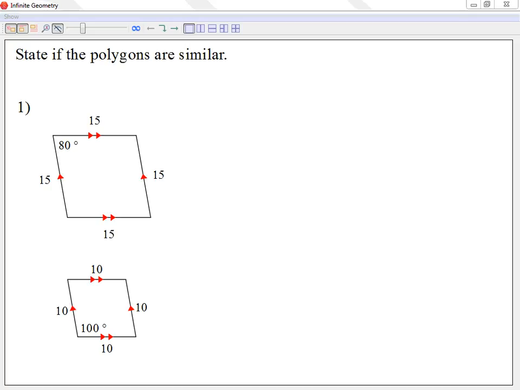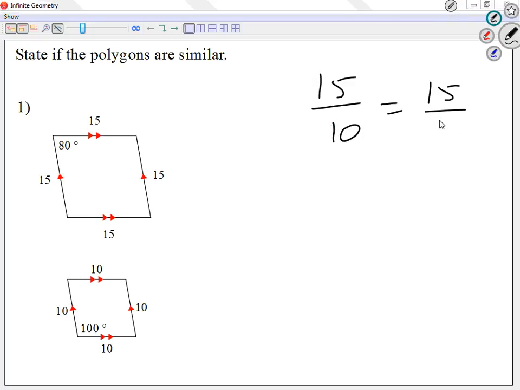From the 6 sections that we're reviewing, there's 4 on each. So looking at the first one, it's stated the polygons are similar. One thing that we have to do: the sides have to be proportional and the angles have to be congruent. So if I check on the sides, I notice that all the sides on one are 15. If I check the corresponding sides on the other one, they're going to be 10.